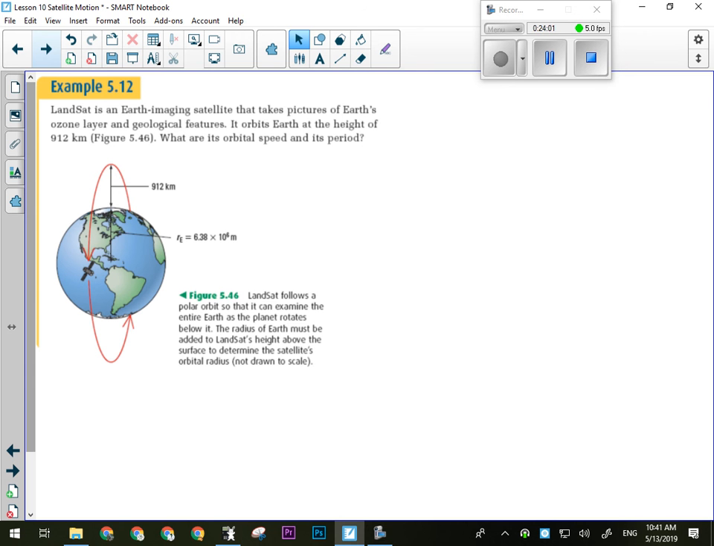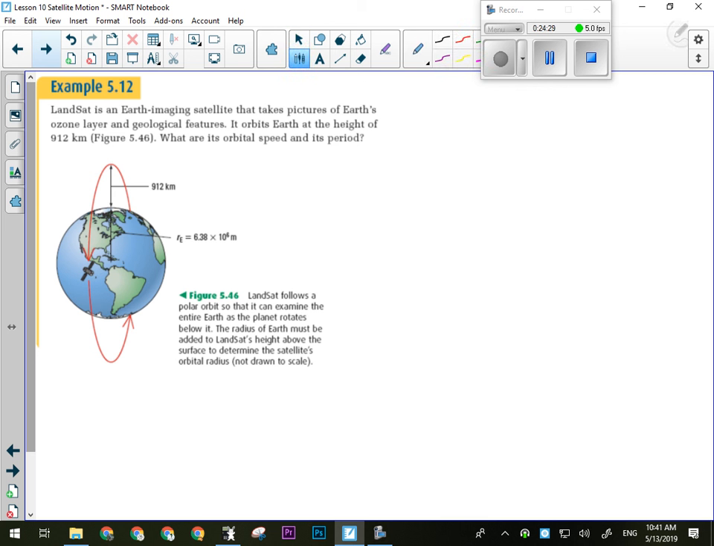Another example here. So I've got Landsat, which is an Earth imaging satellite that takes pictures of Earth's ozone layer and thus has a polar orbit, because that's where the holes in the ozone layer are. It also takes pictures of geological features. It orbits the Earth at a height of 912 kilometers. What am I going to have to do with that number? I have to add the radius of the Earth and convert it to meters, because it's in kilometers.